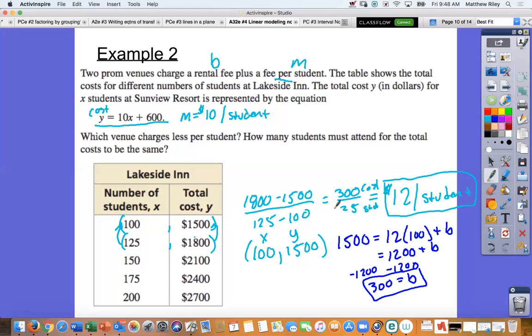So let's go ahead and write the equation, and then I'll stop and see what questions we have again. So $12 per student plus, what's that mean? Plus a $300 setup fee. Any questions about that?